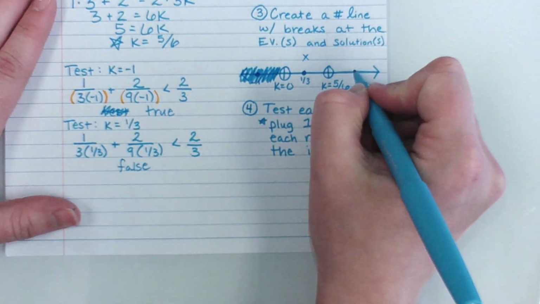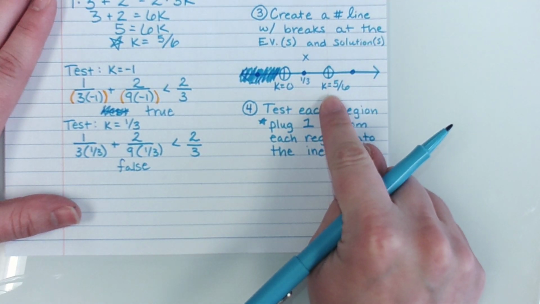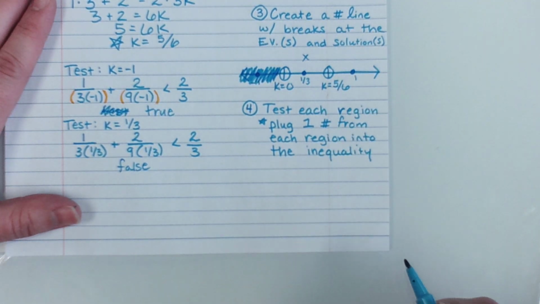Okay, one more region. This region is for values where k is bigger than 5/6. I like 1.